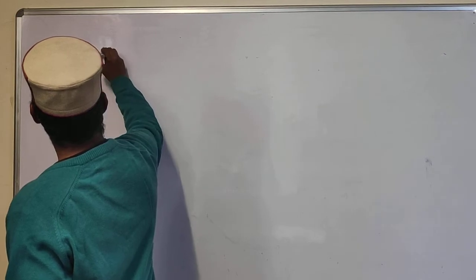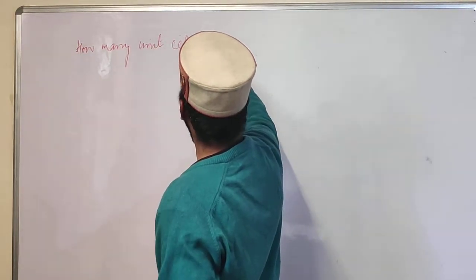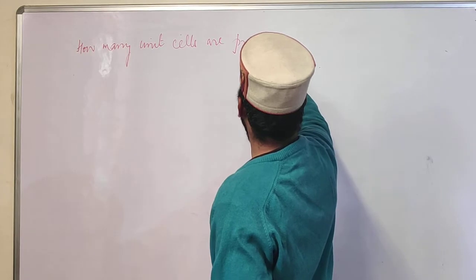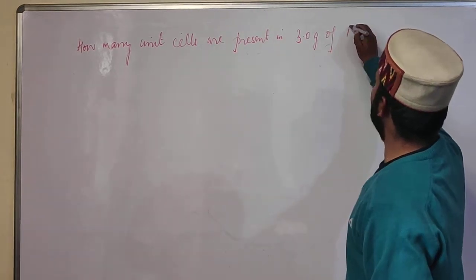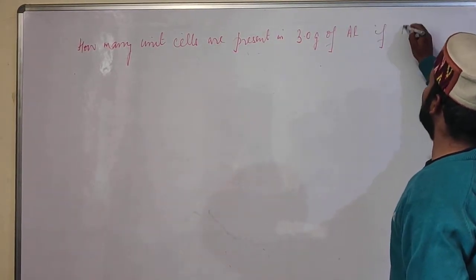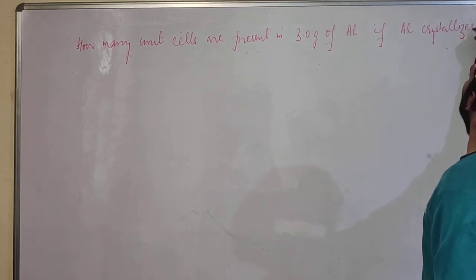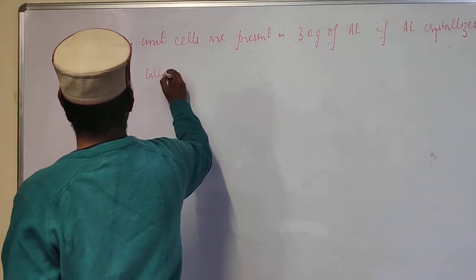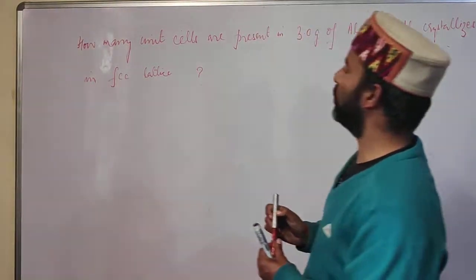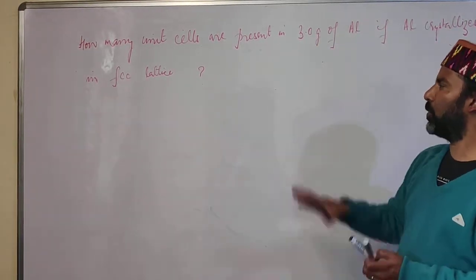Now say the question is: how many unit cells are present in 3 grams of aluminium, if aluminium crystallizes in FCC lattice. So students, how to calculate the number of unit cells when the weight of a solid is given and its lattice is also given. So students, this is a very important question.